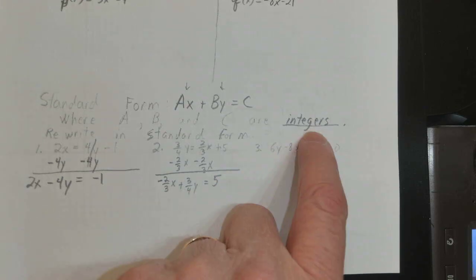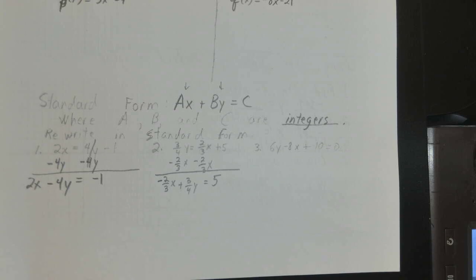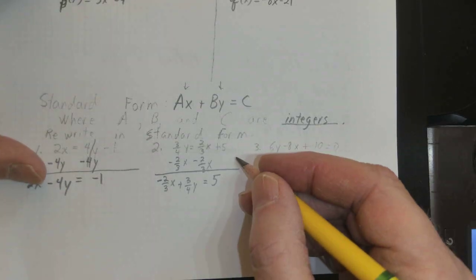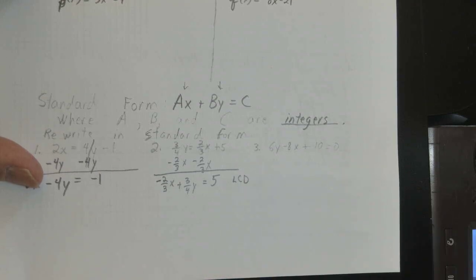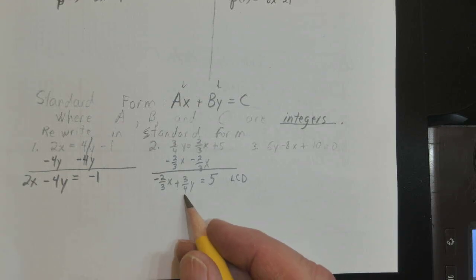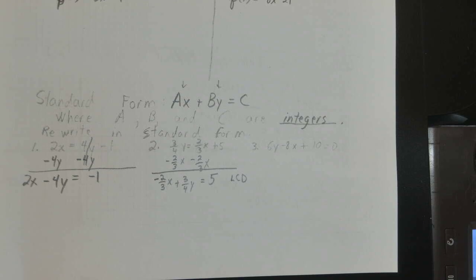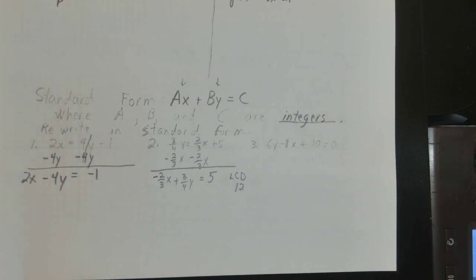Somehow we got to get these fractions into whole numbers or integers. Okay? What I want you to do when you have something like this, you got fractions in there, look for the least common denominator. What would that be here? You've got a 2/3, you got 3/4, thirds and fourths. What's the least common denominator? 12. Agreed? 12 is the least common denominator.